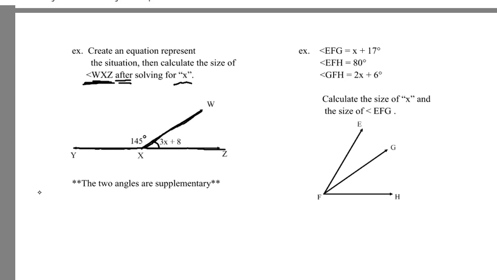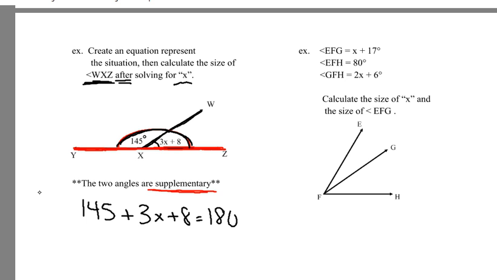Well, hopefully you saw right off the bat that's a straight line. I mentioned in the last video, this straight line idea is one I just find students miss a lot. Look for a straight line, because two angles are supplementary when they total 180 degrees, the straight line. So in this case, we know 145 degrees plus 3x plus 8, the two angles, has to total the 180 degrees straight angle.